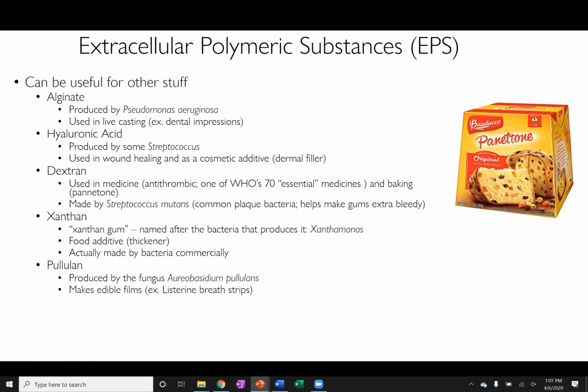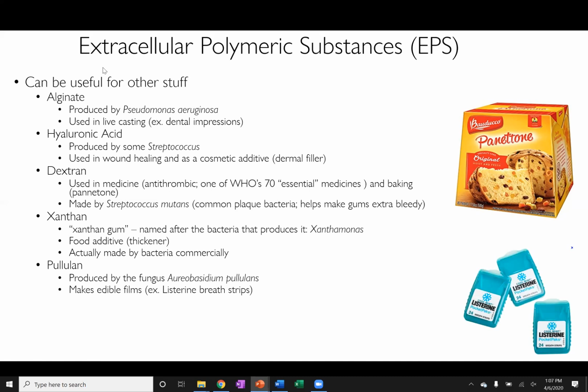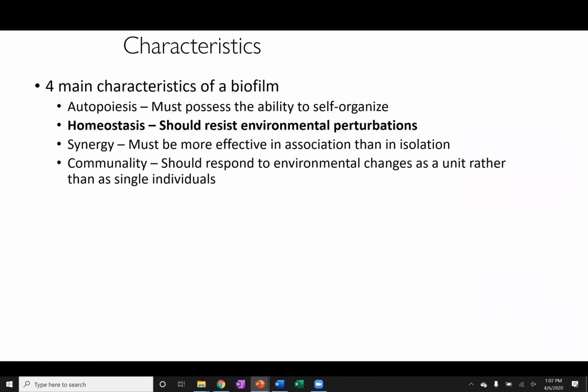And then finally, pullulan. I believe that's how you say it. I'm sorry, that's how you say it. It's produced by the fungus Aureobasidium pullulans, and it makes edible films. And this is actually what we use to make those oh so intense Listerine breath strips. So there are lots of commercial uses for exopolymeric substances. So that's apopoiesis. Next, we're going to move on to homeostasis, the capacity to resist environmental perturbations.